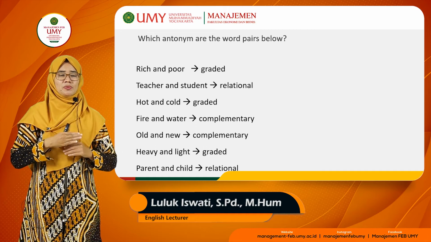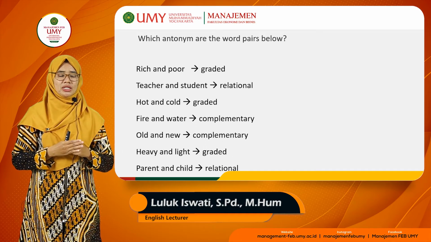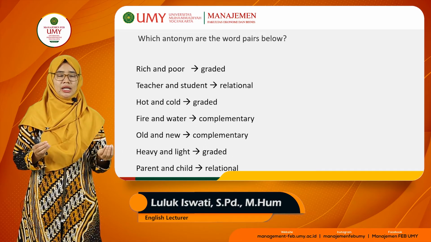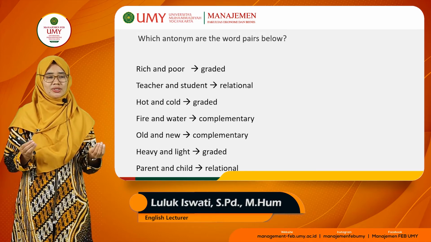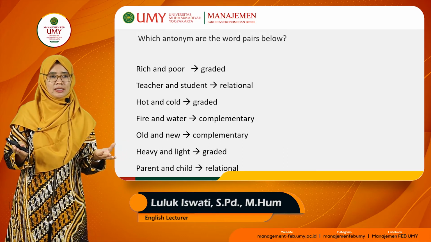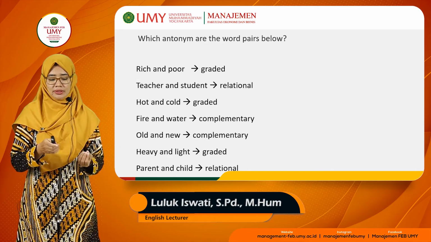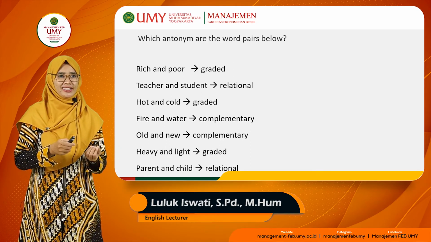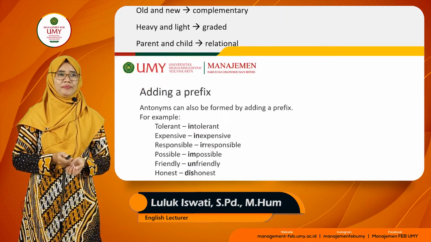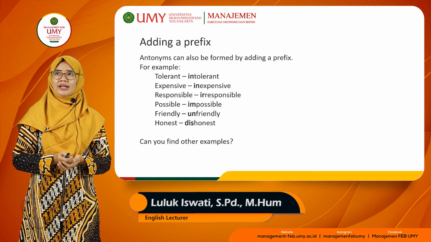And then the next, parent and child. As we know, it is a relational antonym because these words come as a result of relations. There is a parent because there is a child, and there is a child because there is a parent.